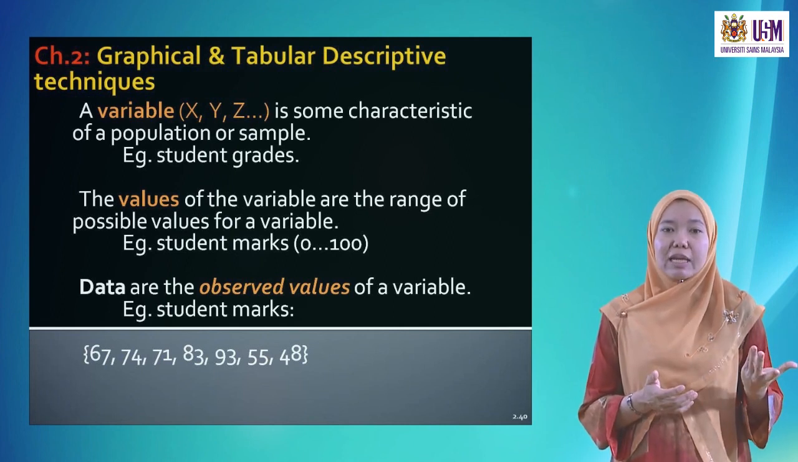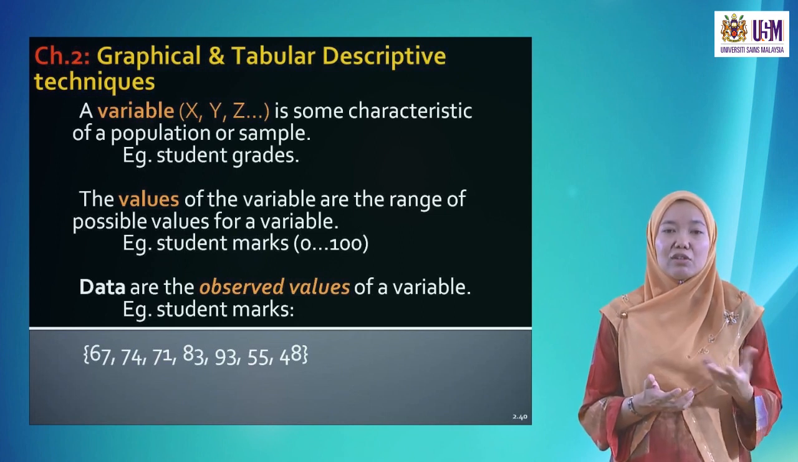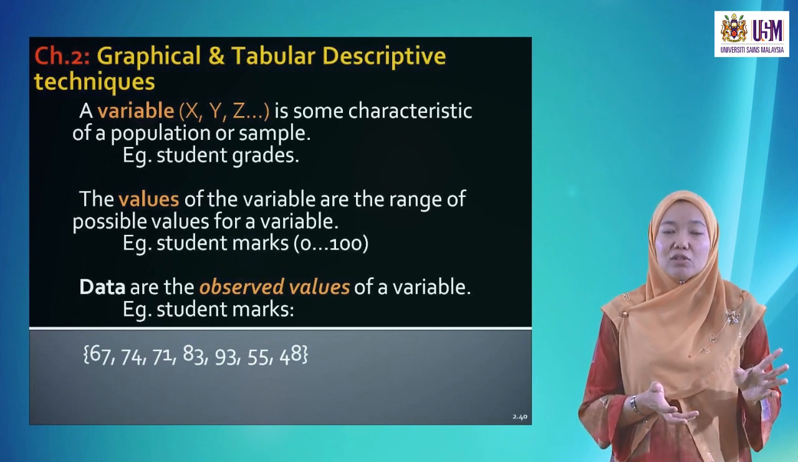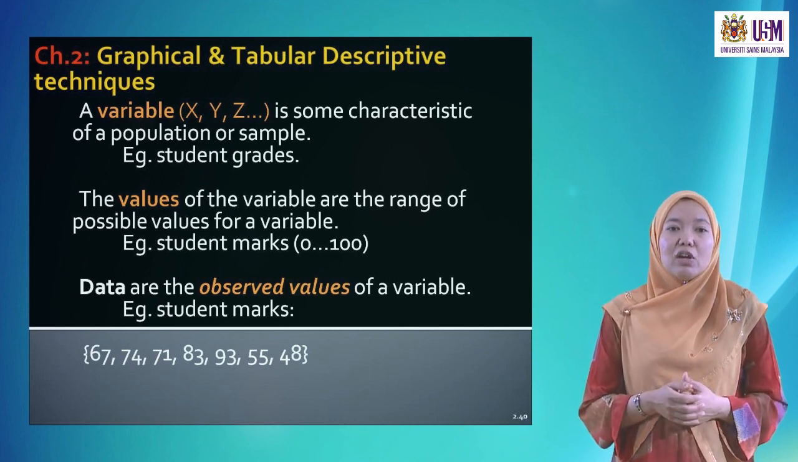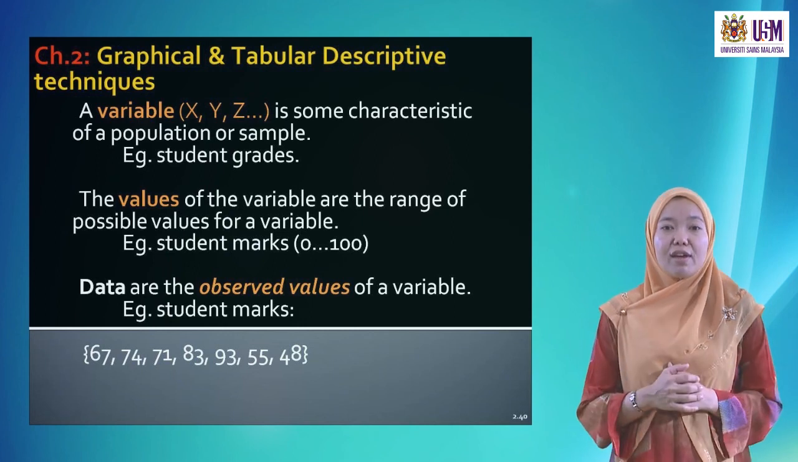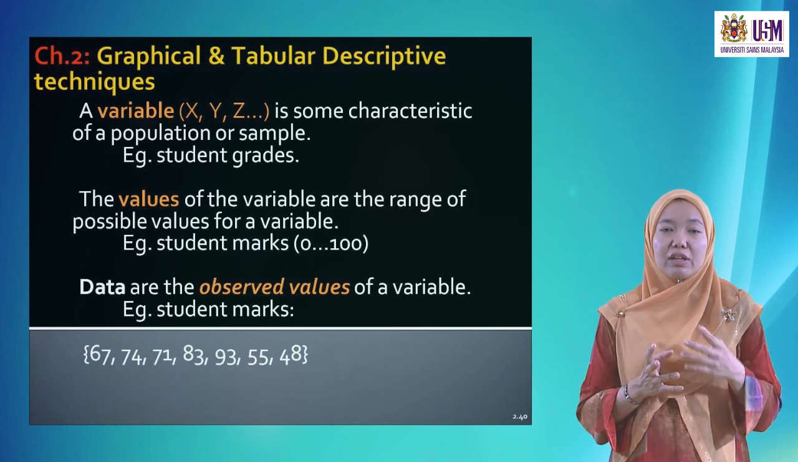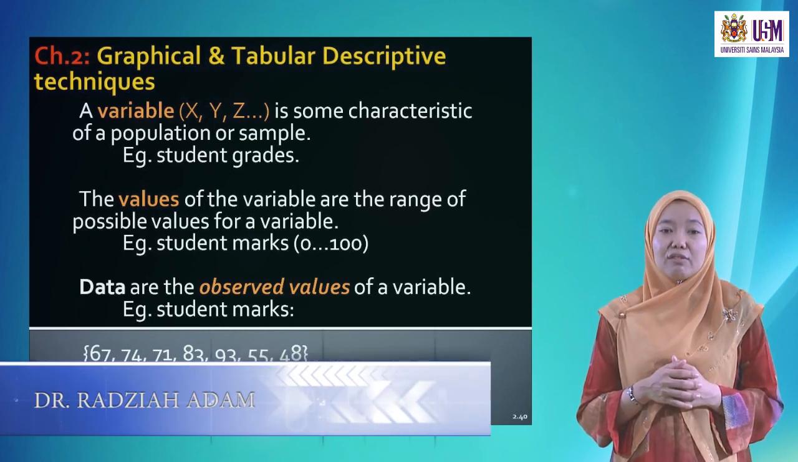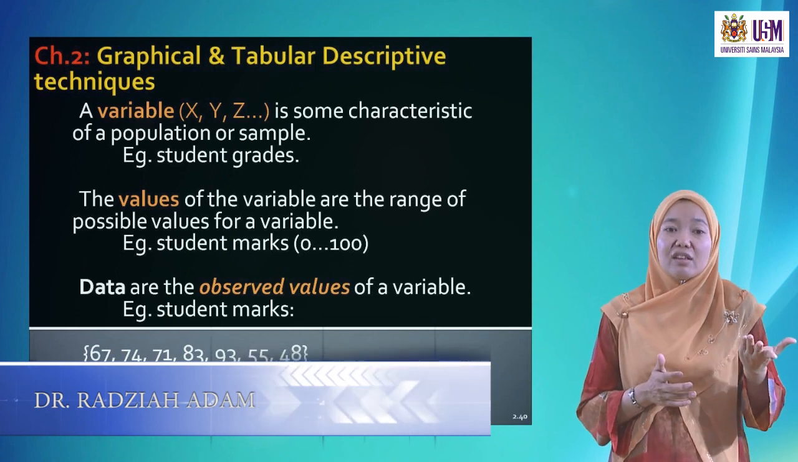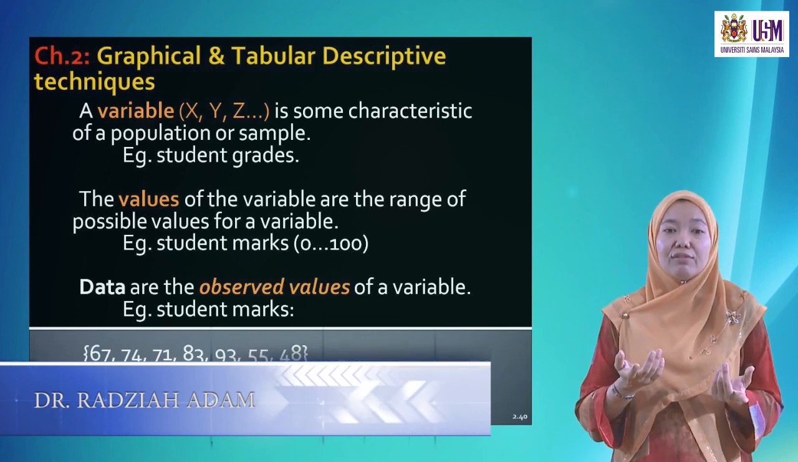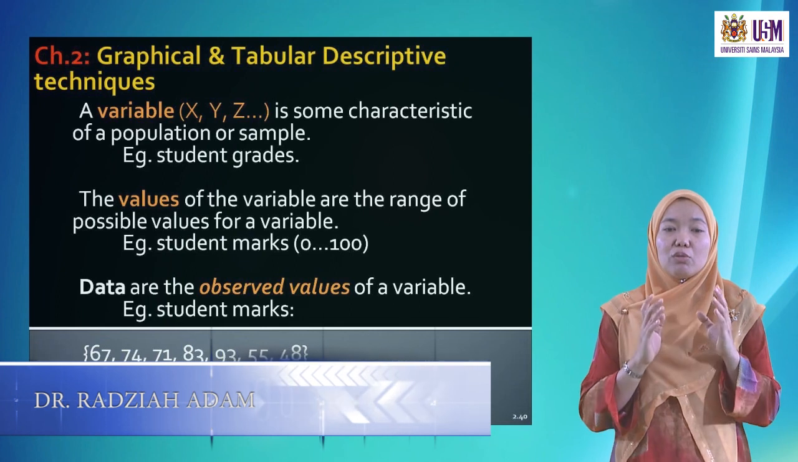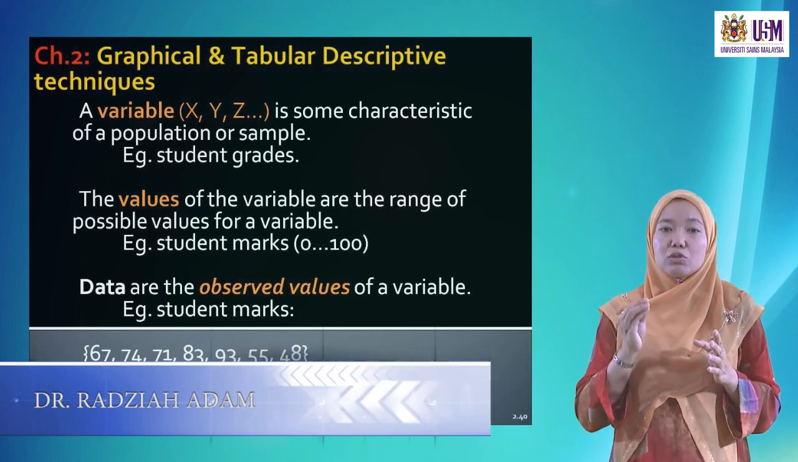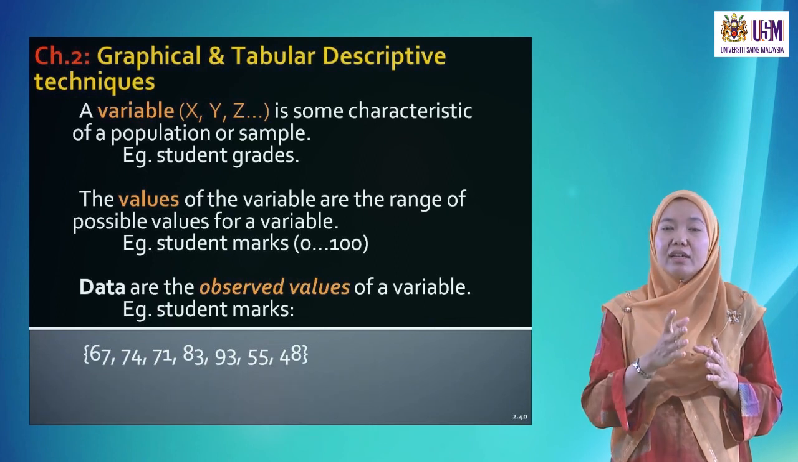When we discuss weight, for an adult, it can be anything. Same thing when we discuss GDP, in billion ringgit or billion US dollars, or height in centimeters or feet. So data are the observed values of a variable. What you observe, for the variable just now, student grade, is the marks: there are those who get 67, 74, 75, 71, 83, and so on and so forth. Those are the observations. Your variable is student marks, but what you actually observe are the numbers.